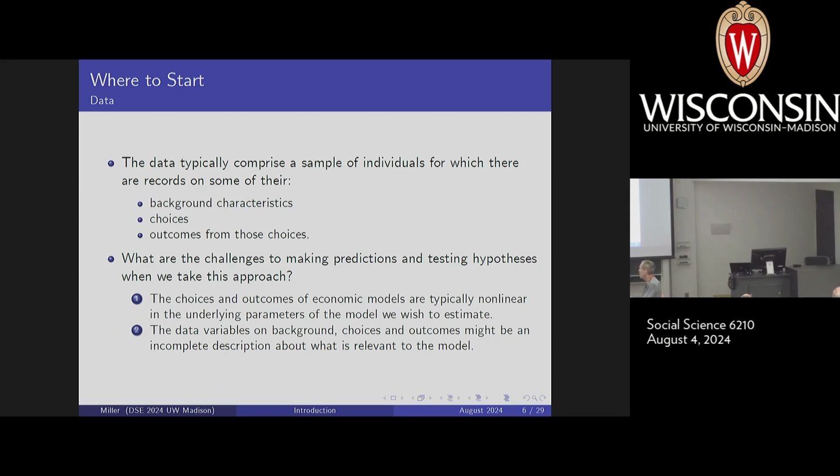Not only that, I mentioned this up above, this unobserved heterogeneity thing: the data variables that we have are typically an incomplete description of what is relevant to our model. In other words, we'd like to include stuff that we don't have data on. So those are a couple of things that really constrain us.